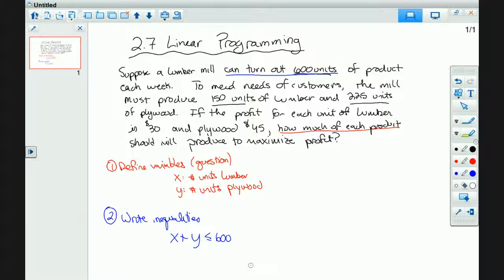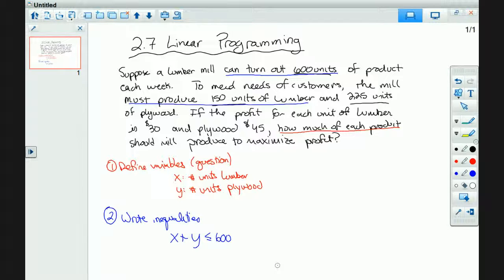All right, we need a couple more pieces of information. The mill must produce 150 units of lumber. I'm glad you said that. This is 150 units, and this is number of units. Can we multiply those together? No, we can't. But we can set them equal to or unequal to each other, right? Because they're both units and units.